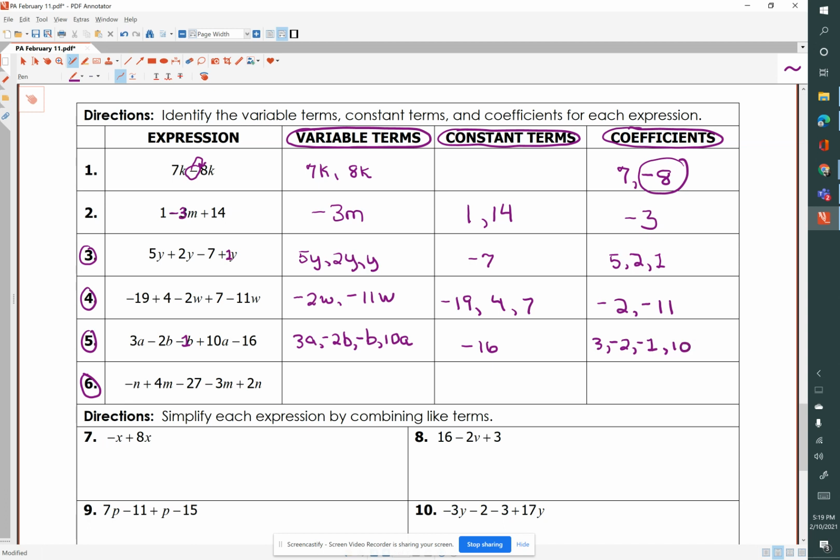And then number 6, we have negative n plus 4m minus 27 minus 3m plus 2n. So our variable terms are negative n, and that will be an invisible 1 in front of there. We have 4m, negative 3m, and 2n. Our constant term would be simply that negative 27 right there in the middle, and our coefficients are the invisible negative 1 in front of the n, 4, the negative 3, and the 2.